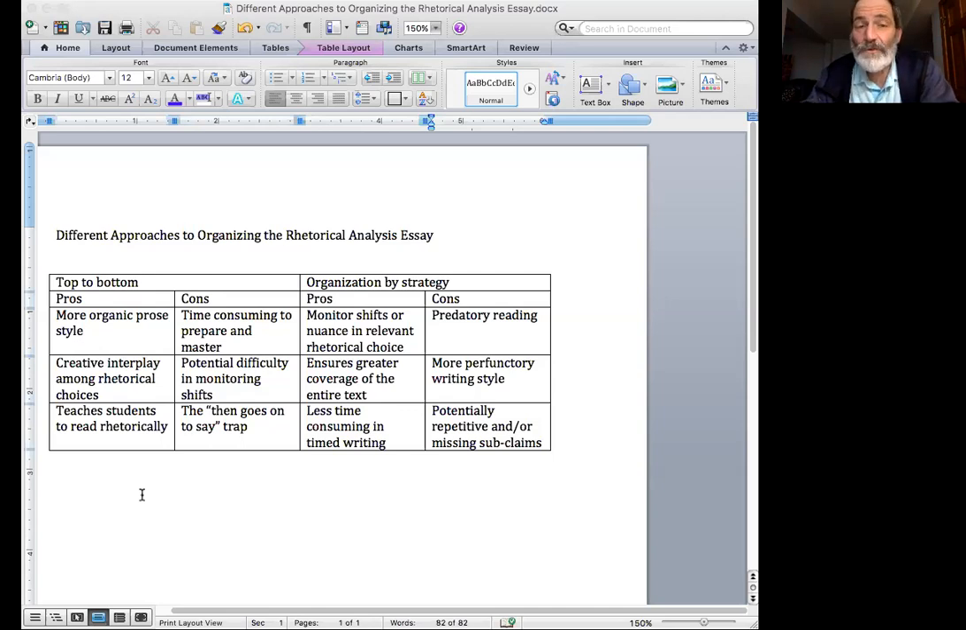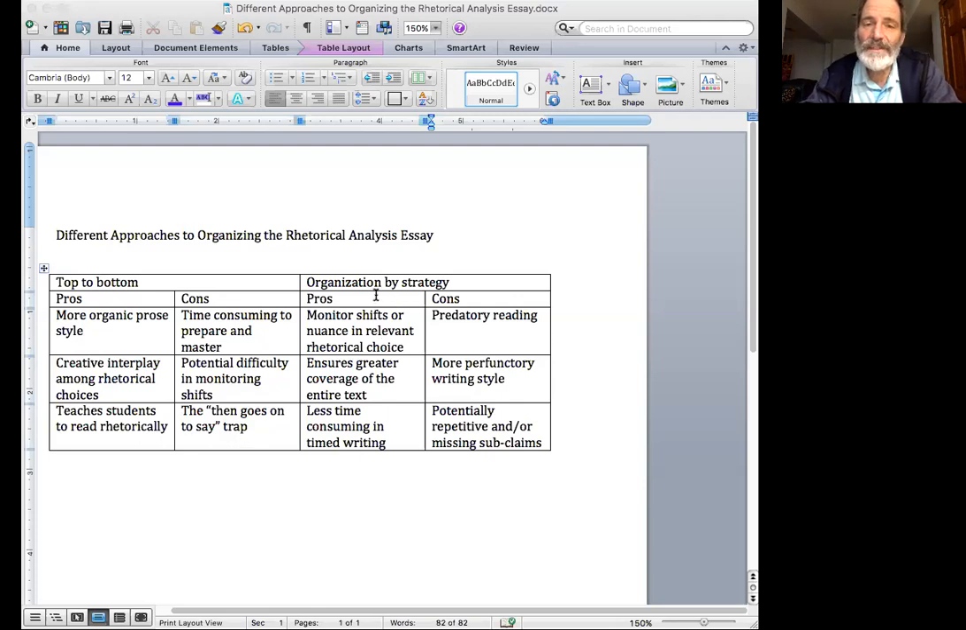Some of the cons towards this approach: number one, it does take more time to not only write, but also to master over the course of a school year or several years. Also, there's a potential difficulty in monitoring shifts, particularly if a student, let's say, gets bogged down at the 50% point of the text, and we're missing some of the changes as the text progresses. Also, there's what I call the "then goes on to say" trap, where that's a marker where the student is really not being that color commentator in sports, but rather the play-by-play. Oh, look, here's the writer doing this, here's the writer doing that, without alignment to an overall focus.